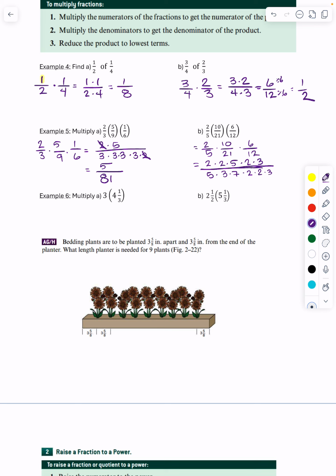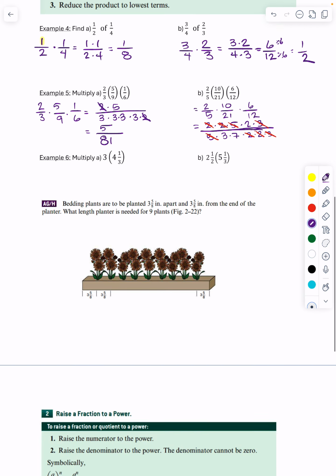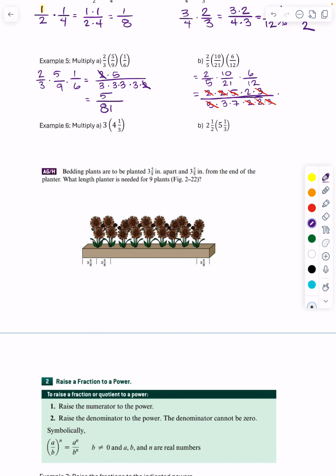Now a reminder, I can't cancel anything more than once. So I've got a 2 up here and a 2 down here. Another 2 and 2. This 5 cancels. One of the 3's cancel. It doesn't really matter which 3 I cancel with. All I have left in the numerator is 2. 3 times 7 in the denominator gives me 21.